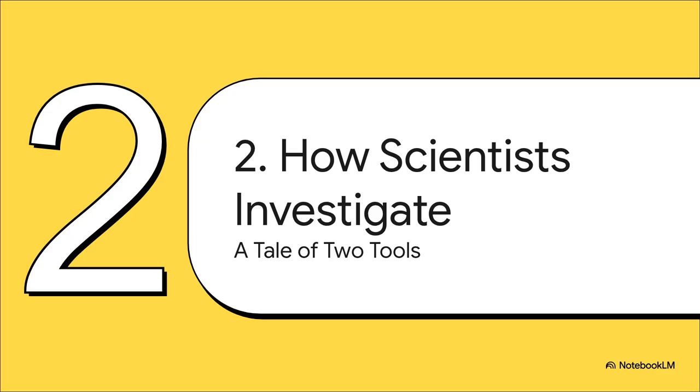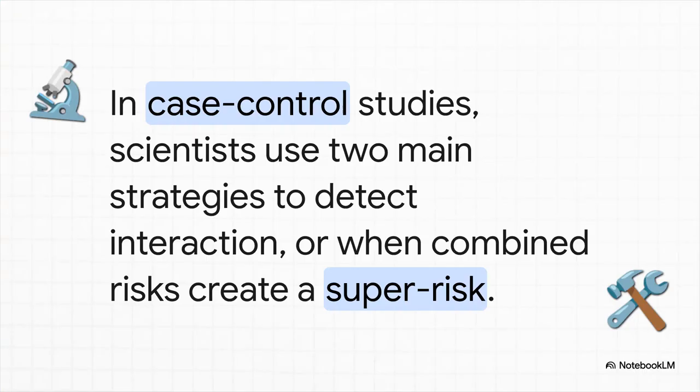Right. So if researchers suspect an interaction is going on, how do they actually prove it? Well, it's definitely not a guessing game. They've got a specific toolkit they use, especially in what are called case control studies, which are studies that compare people with a condition to a similar group without it. And inside that toolkit, there are two main strategies. Two different ways of looking at the same data to see if that dangerous synergy is really there. Let's start with the first one.